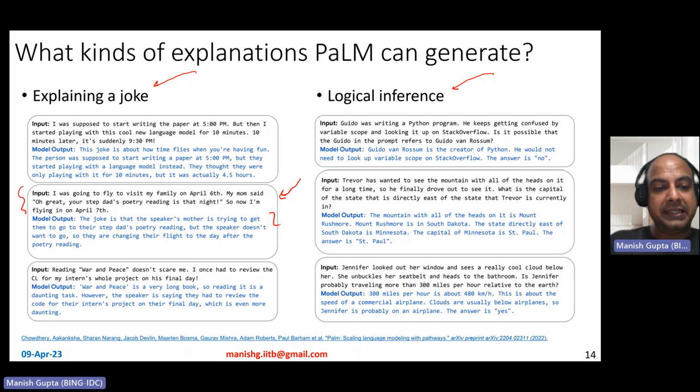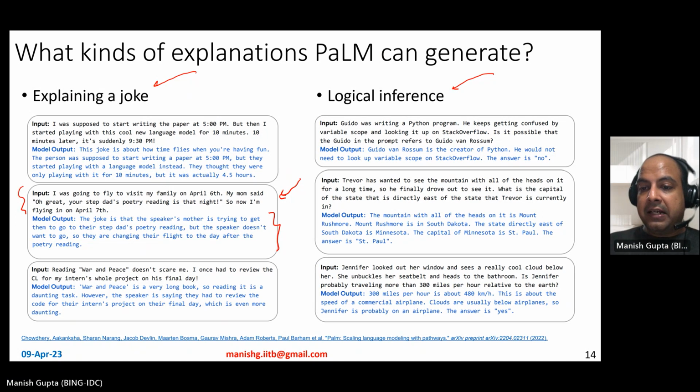Explain the joke. Well, this is the explanation. The joke is that the speaker's mother is trying to get them to go to their stepdad's poetry reading, but the speaker doesn't want to go, so they are changing their flight to the day after the poetry reading. Right? So that's a very clear and nice explanation of the joke. These examples are all very nice. Of course, they're cherry picked as well, but at least they work really well.